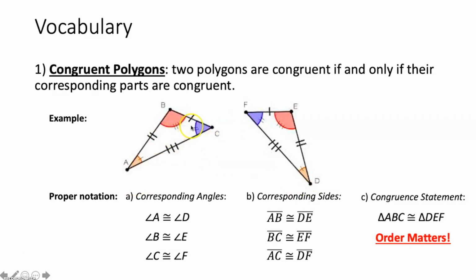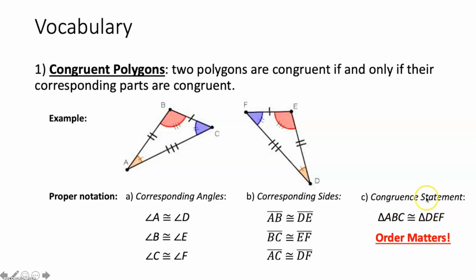Now that we know all the corresponding angles and corresponding sides are congruent between these two triangles, we know that these two triangles themselves are congruent. And we create this congruent statement. And below it, I have in bold, red, underlined letters, order matters, because it does. It matters. Why does it matter?